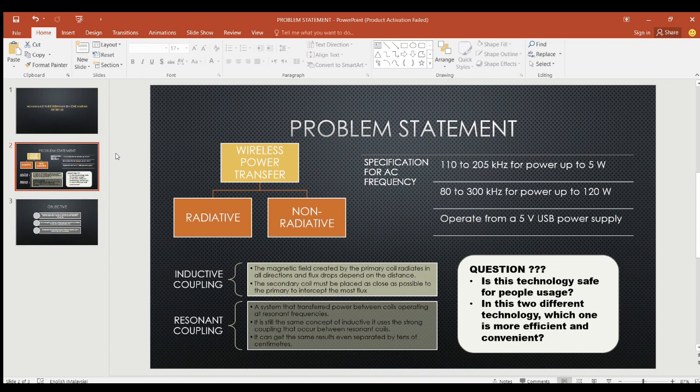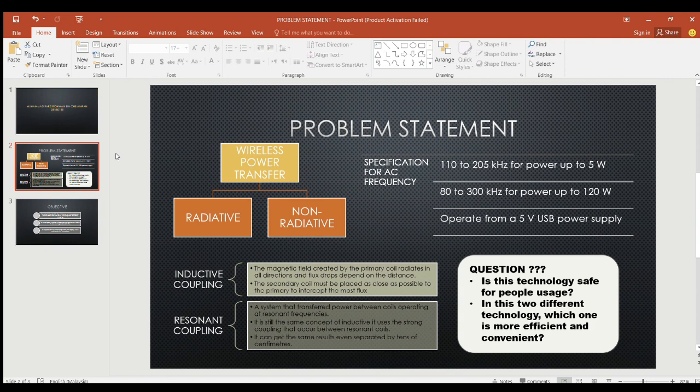For now, I will present the problem statement. Firstly, wireless power transfer is divided into two, radiative and non-radiative. The specification for AC frequency for this device is 110 to 205 kHz for power up to 5 watts. Secondly, 80 to 300 kHz for power up to 120 watts. This device can be operated from a 5-volt USB power supply.